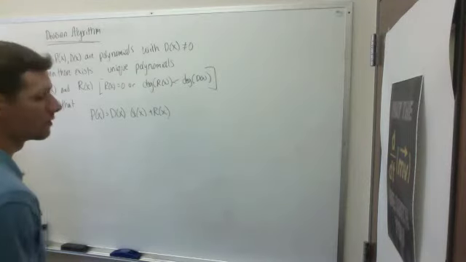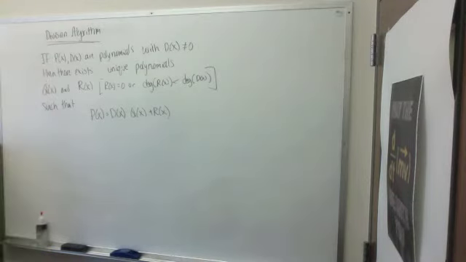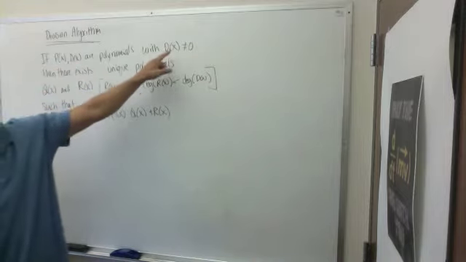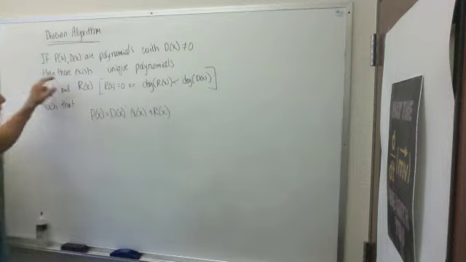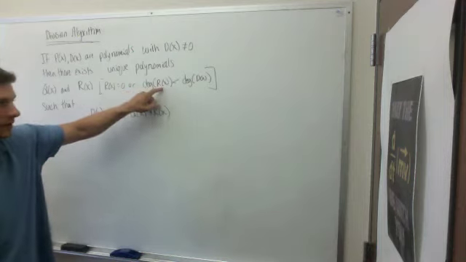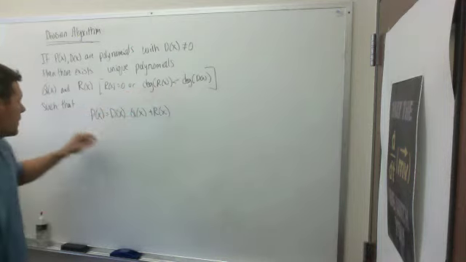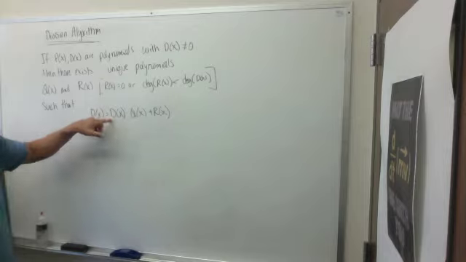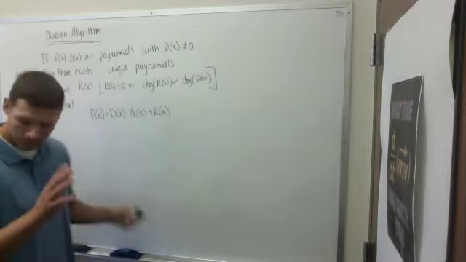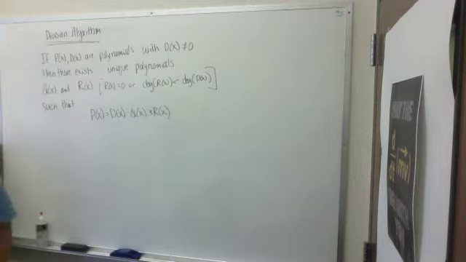Okay, so now we have the division algorithm. If p of x and d of x are polynomials, d of x is not equal to 0, then there exist unique polynomials q of x and r of x, where r of x is equal to 0 or the degree of r of x is less than the degree of d of x, such that p of x equals d of x times q of x plus r of x. What the heck does all this mean? Well, this is exactly what we've been doing with the 38 divided by 7.